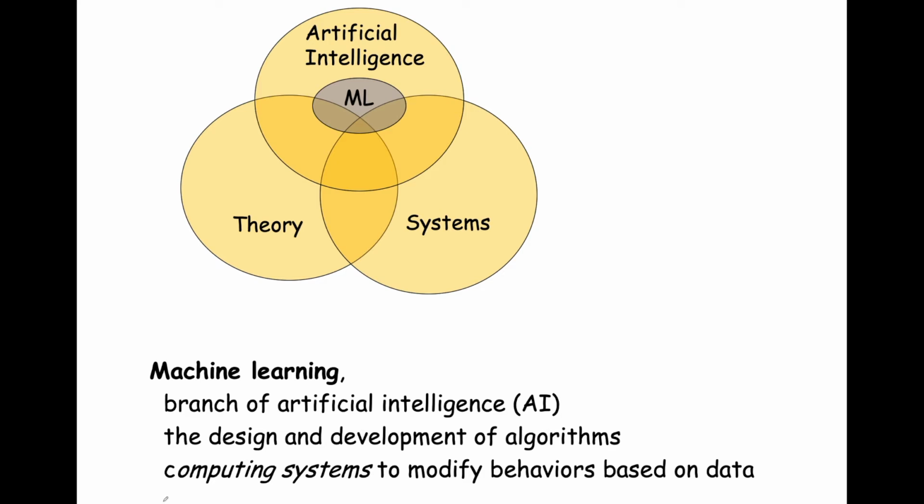In the theoretical part that machine learning involves, we look at the difficulty of learning and whether learning is feasible. With the systems part, we're concerned about how you build learners. So we're concerned about the size of the data. We're concerned about the timeliness of the data and concerns such as those. And of course, on the artificial intelligence side, we're looking at techniques for how you characterize and uncover these regularities. But machine learning is a branch of AI, and we're concerned with the design and development of algorithms and the building of computing systems that modify their behaviors based on data.